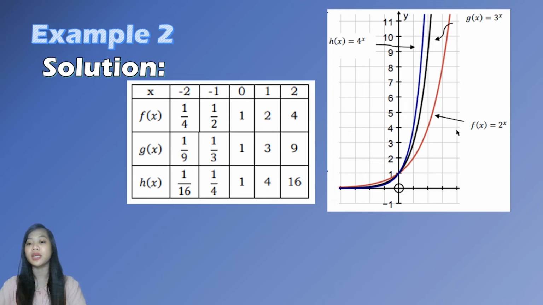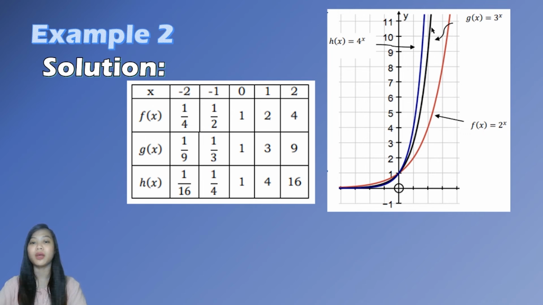So for the f of x, we have this red smooth curve. If we plot negative 2, comma, positive 1/4, we have this point. For negative 1, we have positive 1/2 for our y, and for 0, we have 1. For positive 1, we have positive 2, and for positive 2, we have positive 4 for our y. So that's it for f of x.